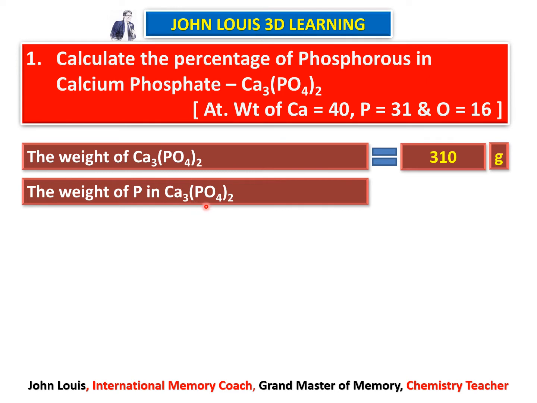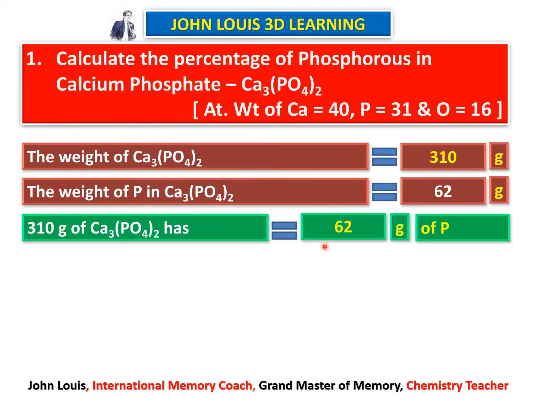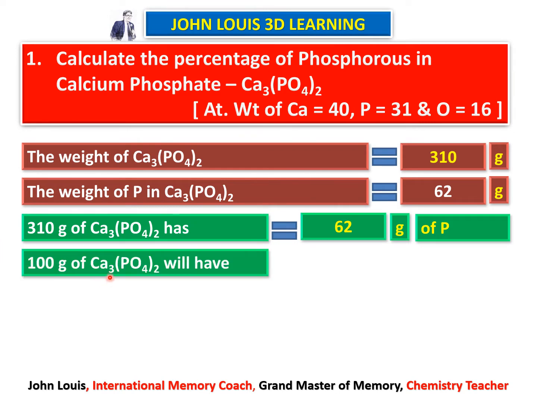The weight of phosphorus in calcium phosphate, how much did we get? 62 grams, am I right? The weight of phosphorus is 62 grams, because the formula has P2, therefore 31 into 2 is 62 grams. From this what do we understand? 310 grams of calcium phosphate has 62 grams of phosphorus. But percentage means for how much do we need to find out? 100. Therefore 100 grams of calcium phosphate will have how many grams of phosphorus? What do we need to do? We have to multiply 100 into 62 divided by 310.